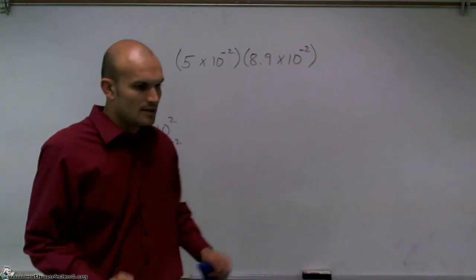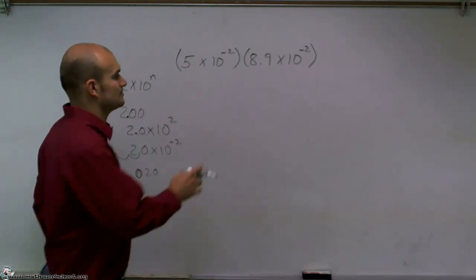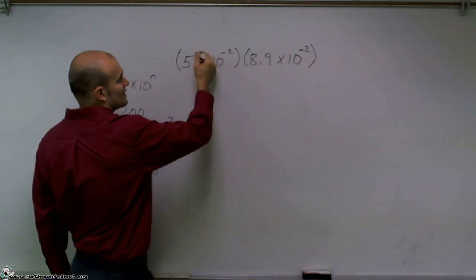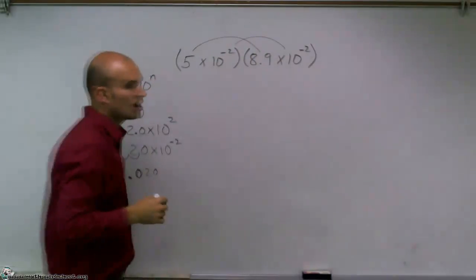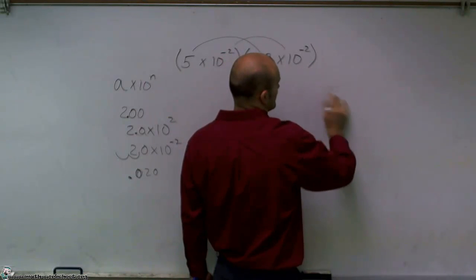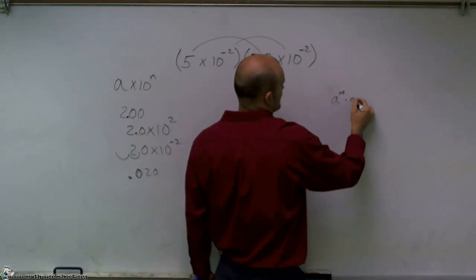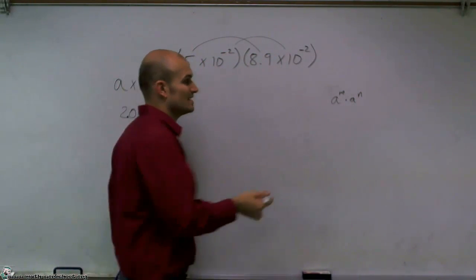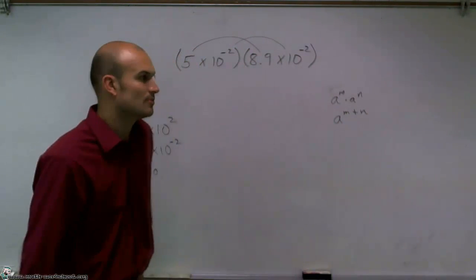Now, the important thing when we have operations with scientific notation, like multiplication, is that we multiply our two numbers and then multiply our bases. The next important thing to remember is that when you have a to the m times a to the n, two numbers with the same base but different exponents, we need to make sure that we add the exponents and keep the base the same.